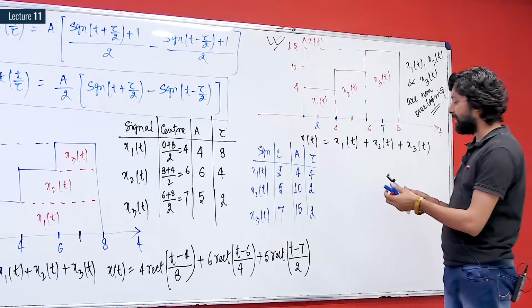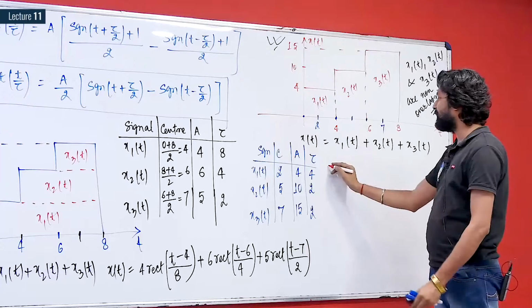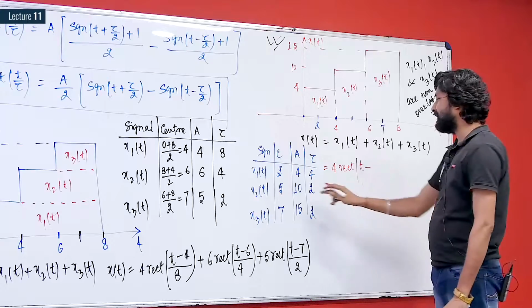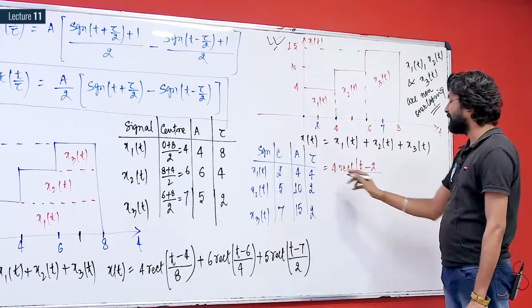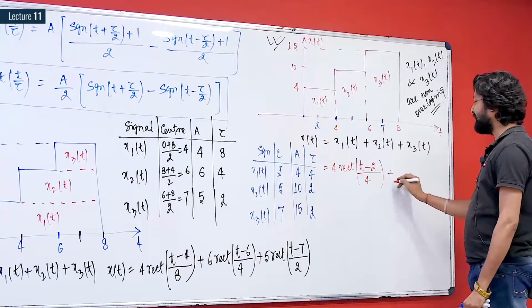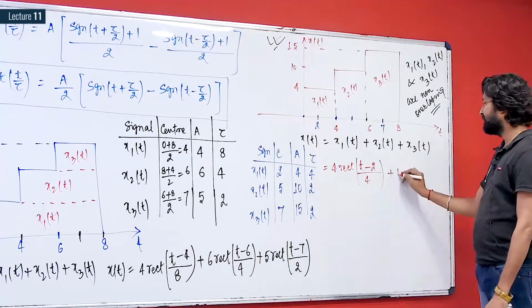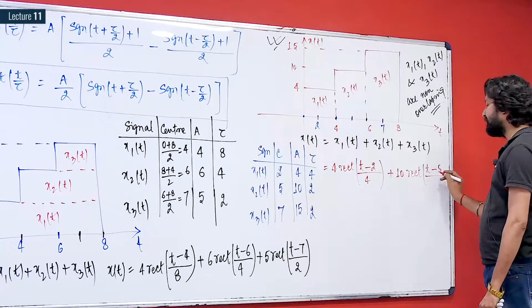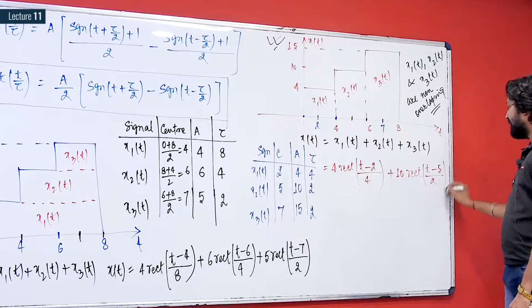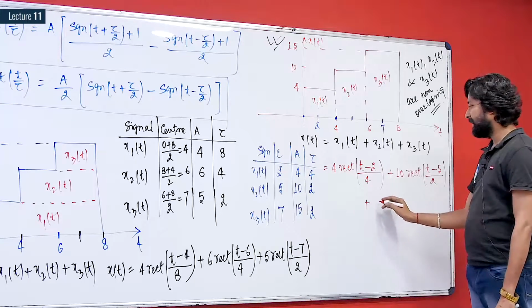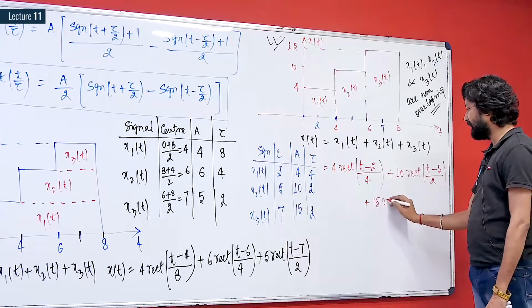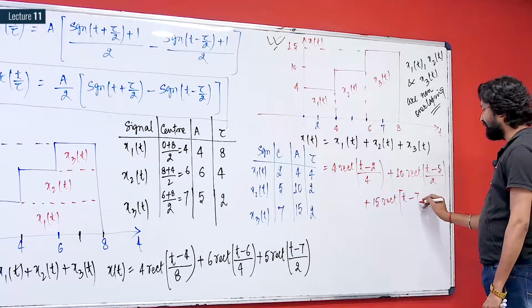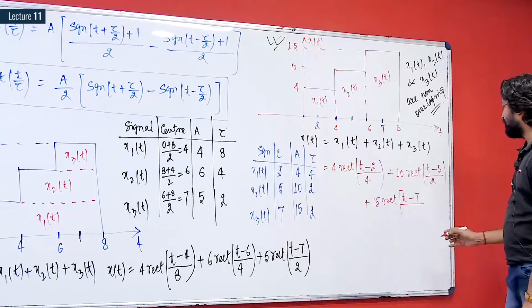Now again we can represent this signal as x of t equals, for x1 of t, A, that is 4, times rectangle of (t minus center, where the center is at 2) divided by the total width, which is 4. For x2 of t we can write A, that is 10, times rectangle of (t minus center, where the center is at 5) divided by the total width tau, which equals 2. And the third signal equals A, that is 15, times rectangle of (t minus center, where the center is at 7) divided by tau, and the value of tau is 2.